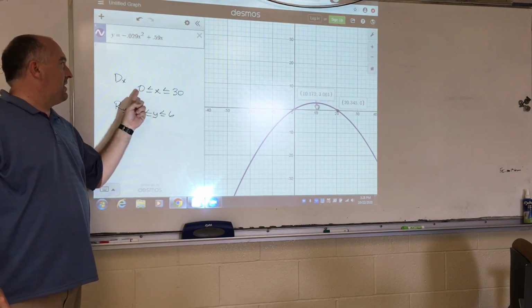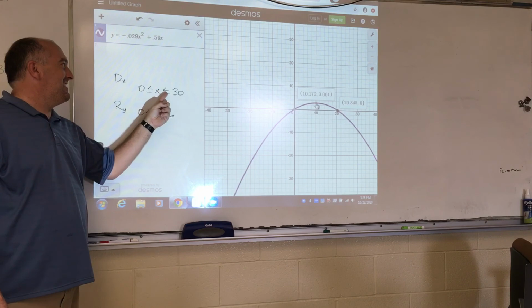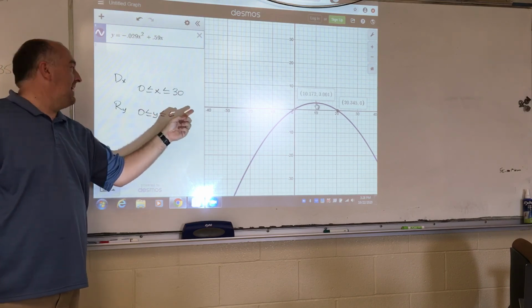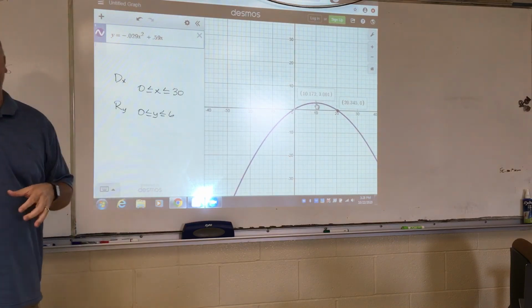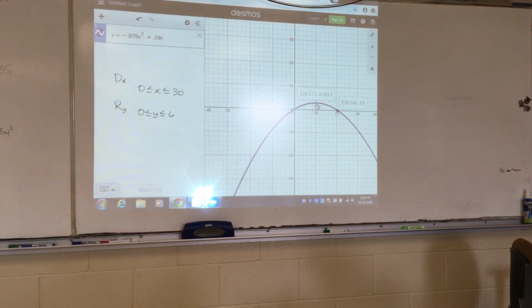I'll give you a hint. Usually they're going to be 0 is less than or equal to x is less than or equal to something a little bit bigger than what you had. And then the range is 0 is less than or equal to y is less than or equal to a little bit bigger than the y you had. All right, that was section 4.5.